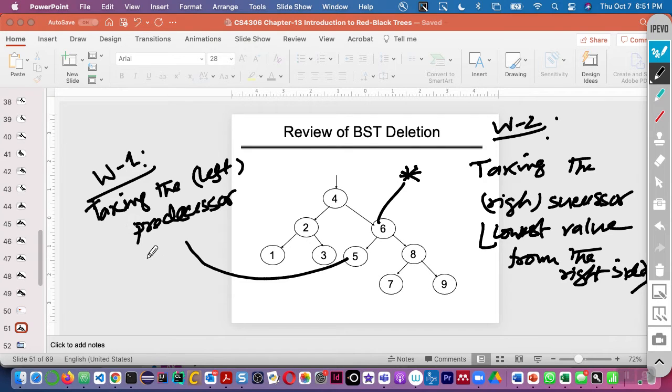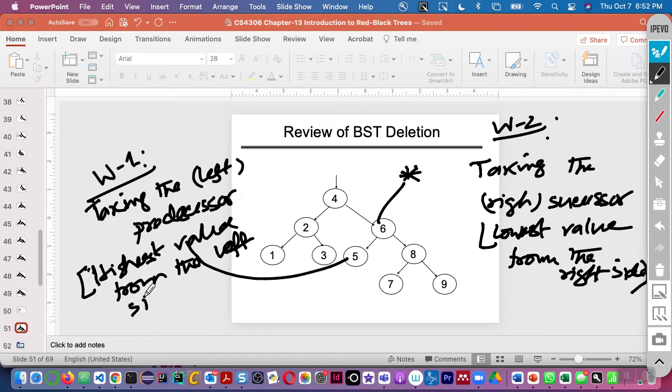And similarly, now I understand, predecessor is the highest value from the left side. You can do either way.